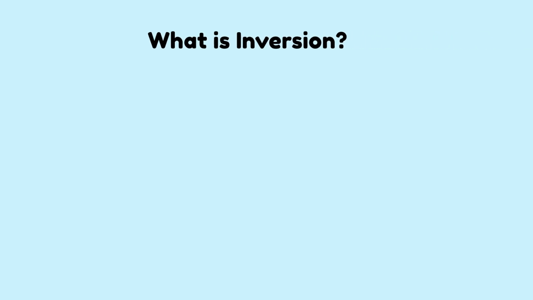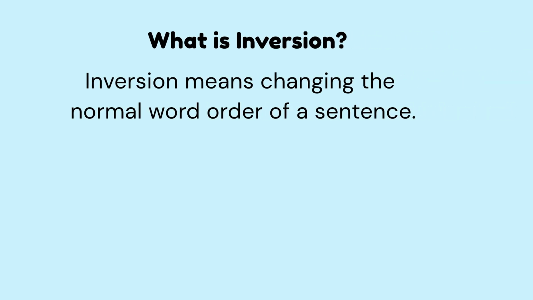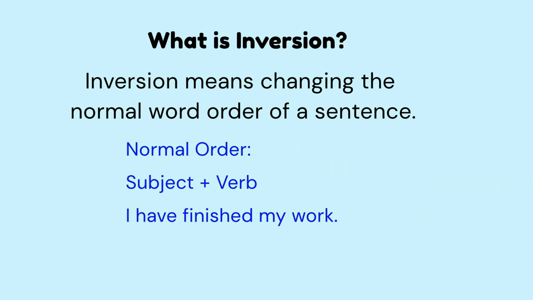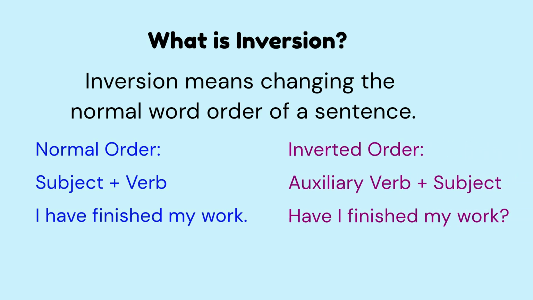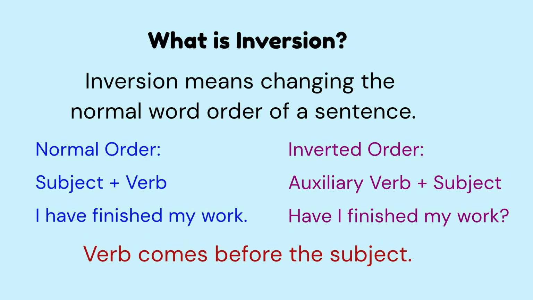What is inversion? In simple words, inversion means changing the normal word order of a sentence. Normal order of a sentence is subject plus verb. For example, I have finished my work. Inverted order would be auxiliary verb plus subject. For example, have I finished my work? Means verb comes before the subject.